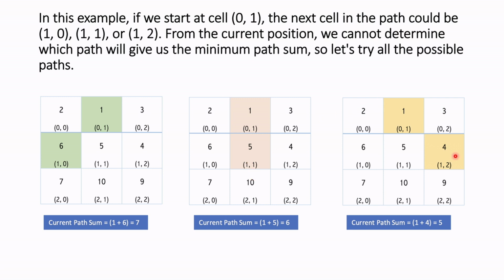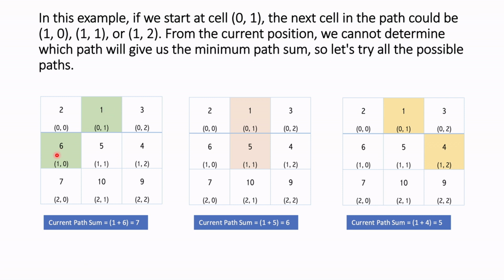So we cannot determine which path will give the minimum path sum. Okay, so what we will do, we will try all the possible paths, like this path, or this path. How many possible paths do we have? 3 possible paths we have, right? And we will find our current path sum. So the current path we will calculate here.